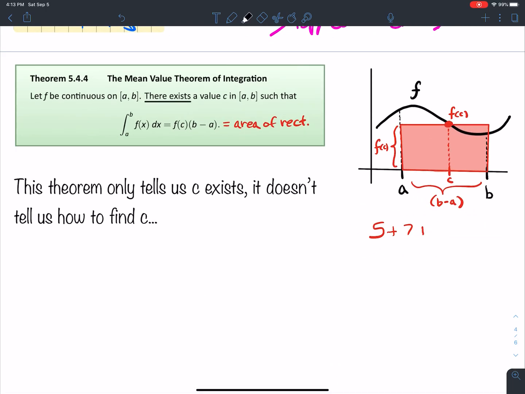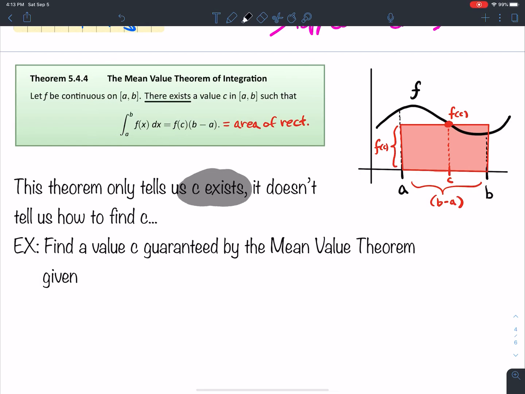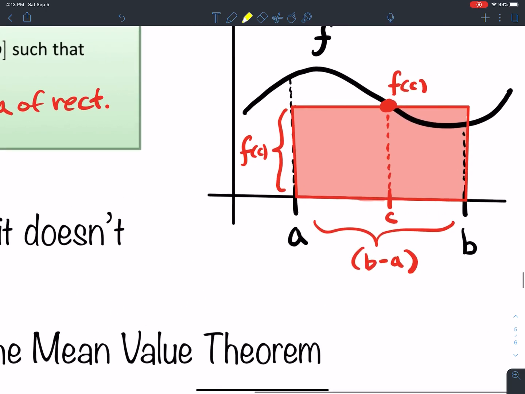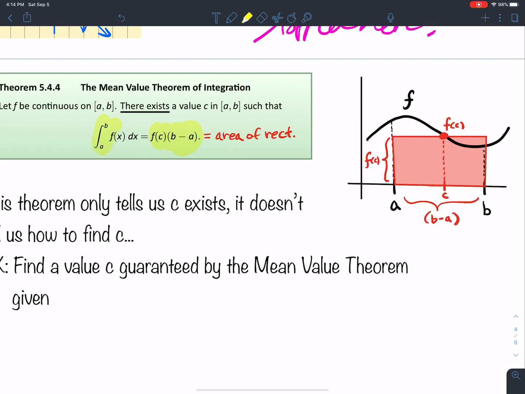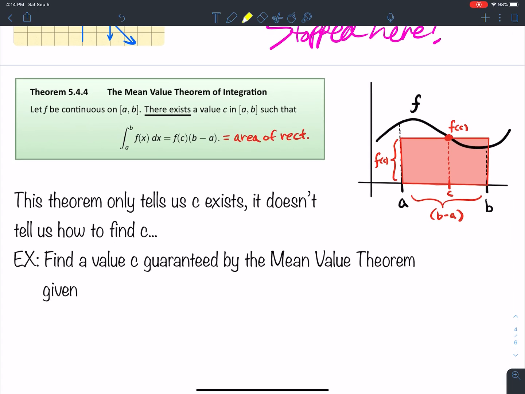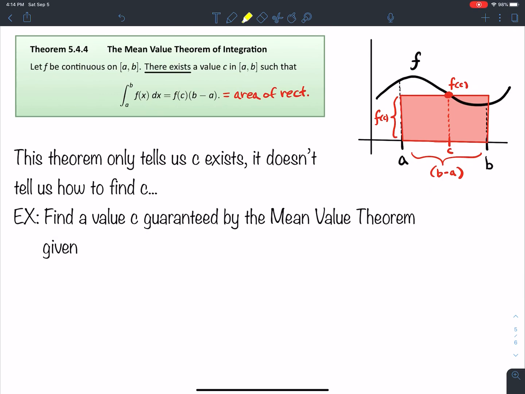Okay, so this theorem only tells us that there's a c that exists, okay? It doesn't tell us what the value of c is or how to find it. It just tells us that there's some value between a and b where if I plug in f of c, this horizontal line here represents the height, and the base here multiplied together gets you that area equal to the definite integral, which produces that average value. So instead of just knowing, hey, look, it exists by the mean value theorem, I want to find the value c that's guaranteed by the mean value theorem. And so I'm given a particular function, okay?